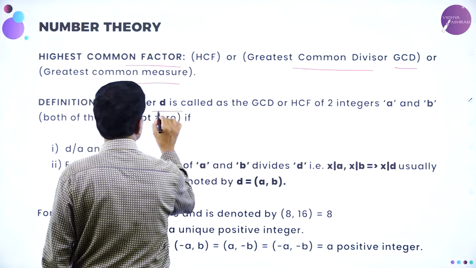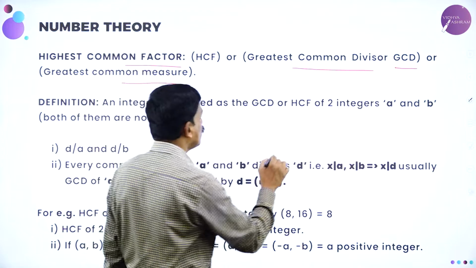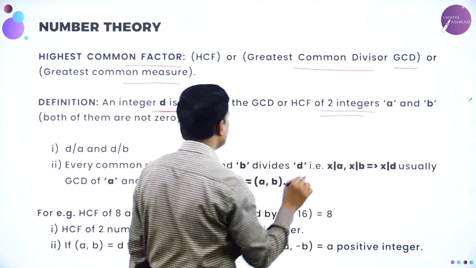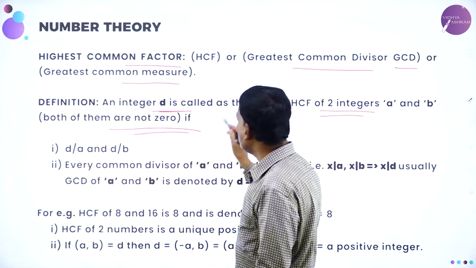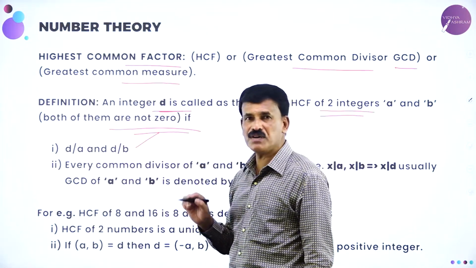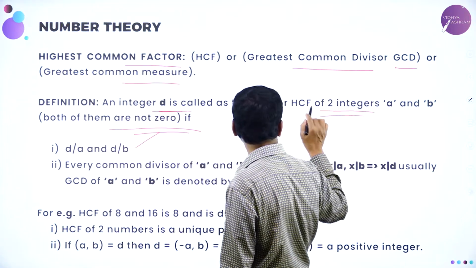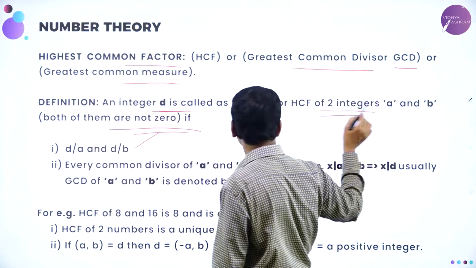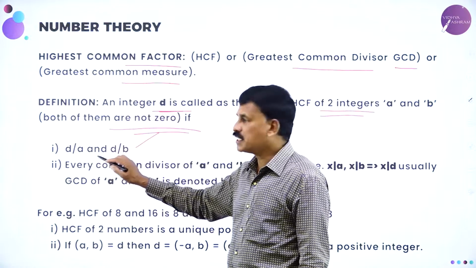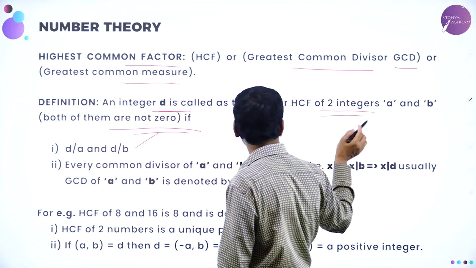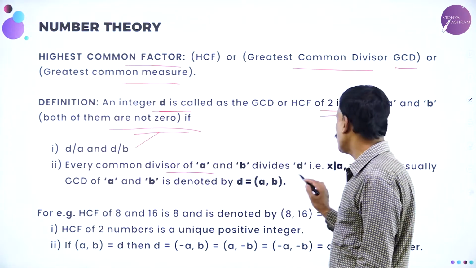An integer D is called the greatest common divisor or highest common factor of two integers A and B, if both of them are not zero, if D divides A and D divides B, and every common divisor of A and B is divisible by D.